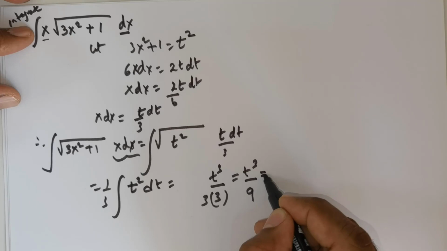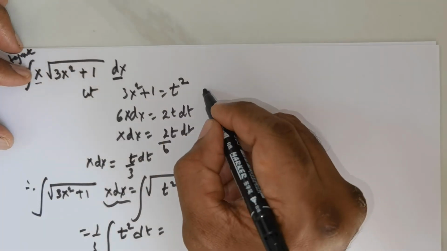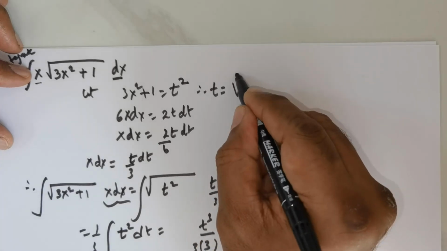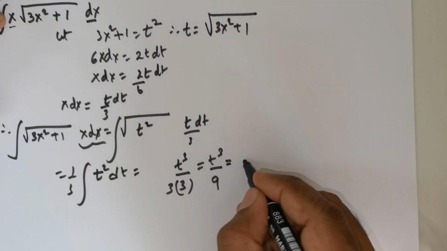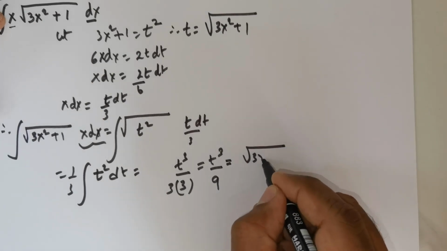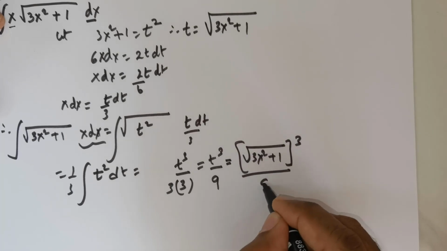Now you have t squared equal to this quantity, right? So therefore t is equal to root of 3x squared plus 1. So you have to take it back over here. So this is going to be root of 3x squared plus 1, raised to the power of 3, divided by 9.